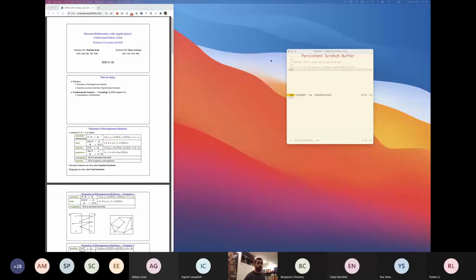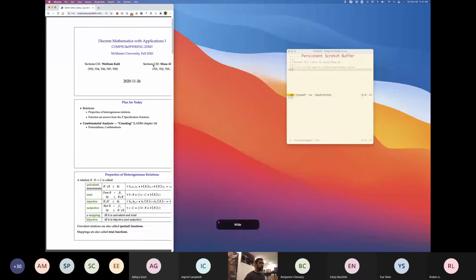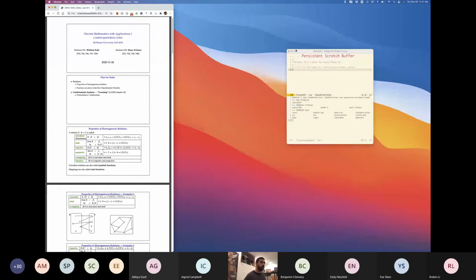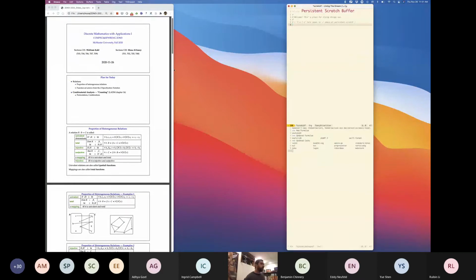Okay. There we are. Done. Just have another window here on the side.